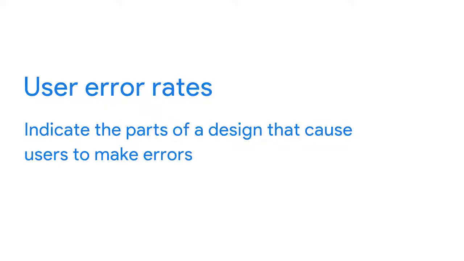The third KPI, user error rates, indicates the parts of a design that cause users to make errors. An example might be that they click on the wrong icon when trying to check out their cart. The user error rates help point to areas where you need to make improvements to the UX.